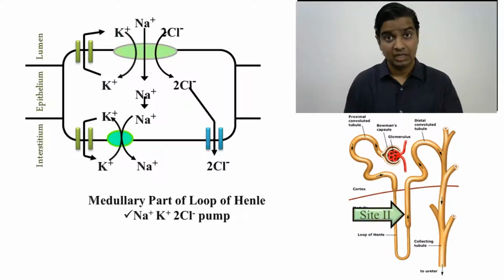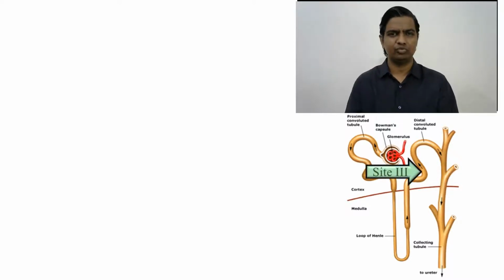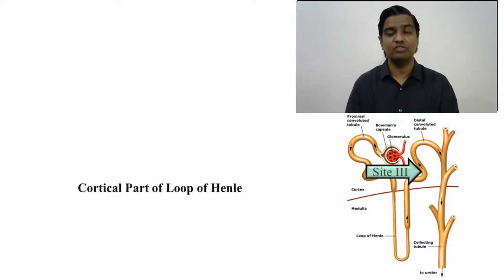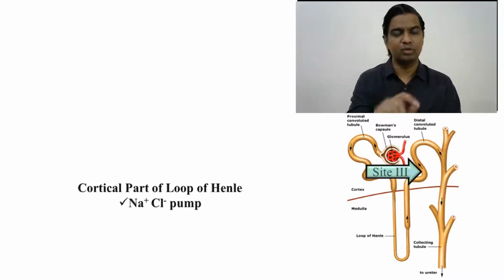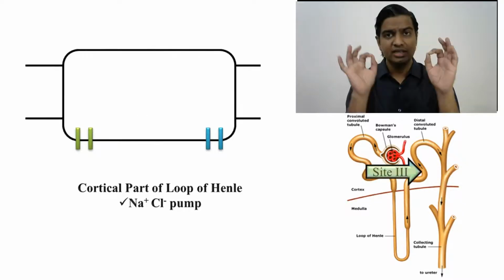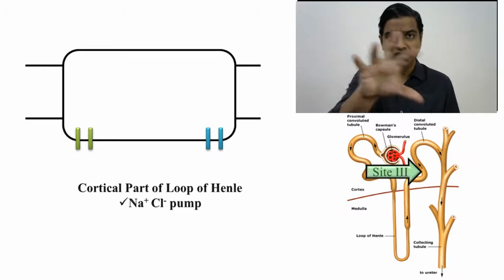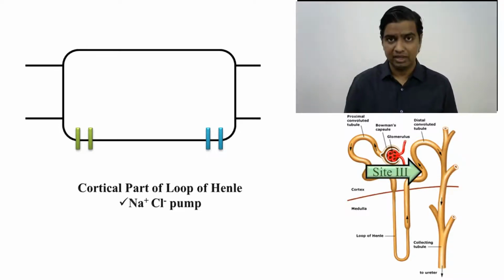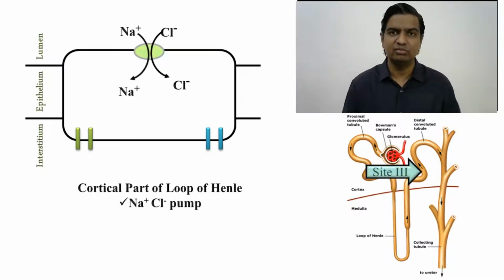Let's move on to the cortical part of the loop of Henle, the cortical part of the ascending limb of the loop of Henle. Here there's another pump which is responsible for reabsorbing sodium. See, every single thing that I'm talking about is about reabsorbing sodium, because wherever sodium, there is water. When you reabsorb salt, Na+, water will follow. So even in the cortical part of the ascending limb of the loop of Henle, there is a pump to reabsorb sodium.